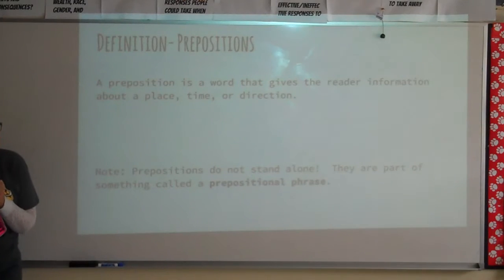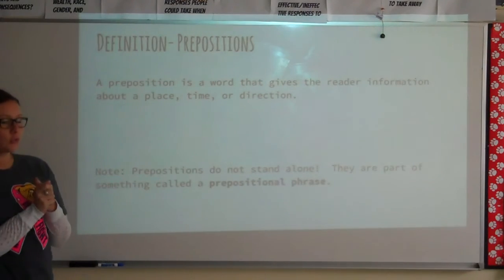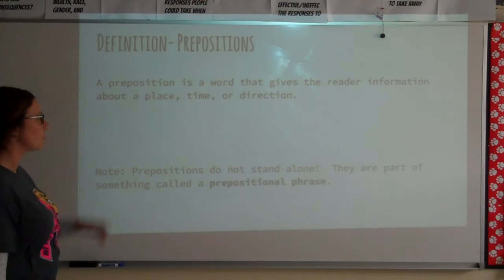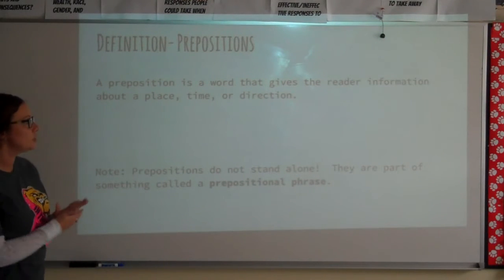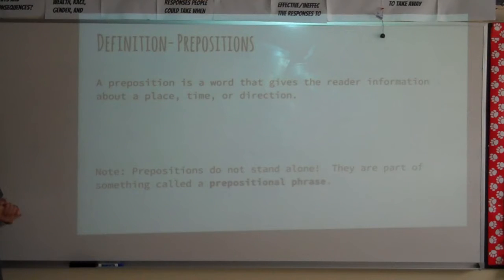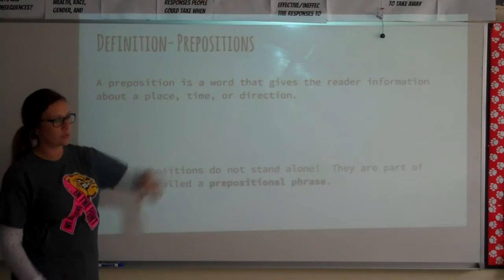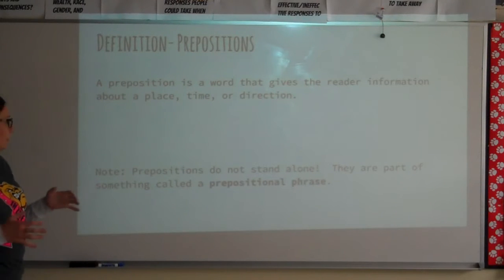So first you need to get out a piece of paper and a pen or pencil so you can write down these notes. You will need them again tomorrow in class. So start out with the definition. A preposition is a word that gives the reader information about the place, the time, or the direction. Okay, so it's place, time, or direction. It shows kind of this relationship.